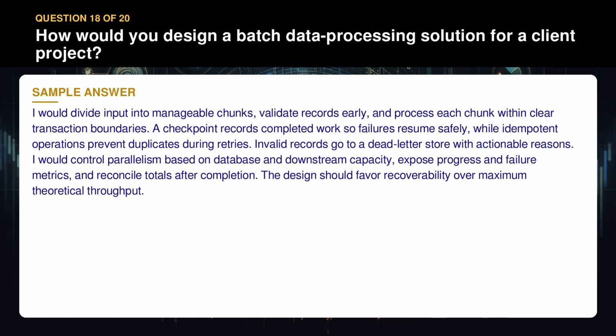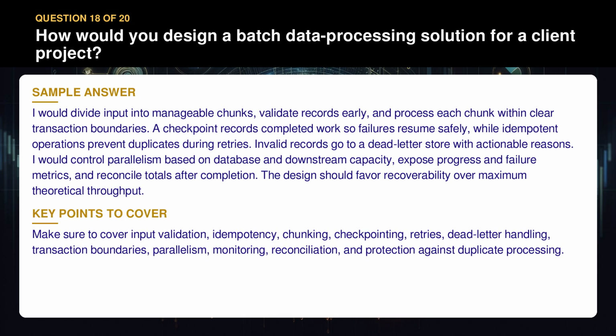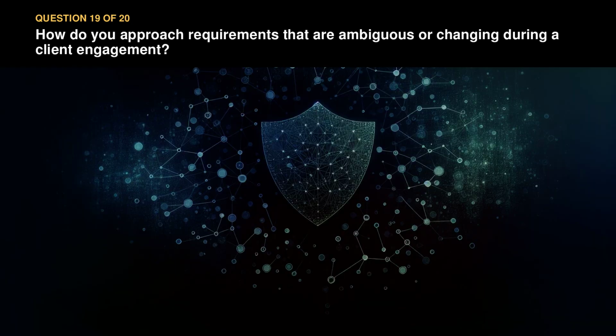I would control parallelism based on database and downstream capacity, expose progress and failure metrics, and reconcile totals after completion. The design should favor recoverability over maximum theoretical throughput. Make sure to cover input validation, idempotency, chunking, checkpointing, retries, dead letter handling, transaction boundaries, parallelism, monitoring, reconciliation, and protection against duplicate processing.